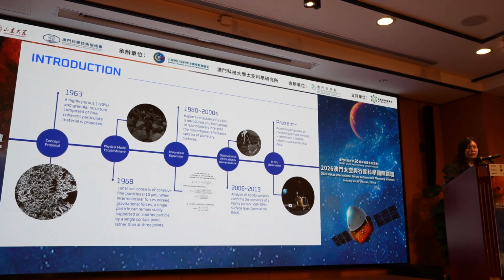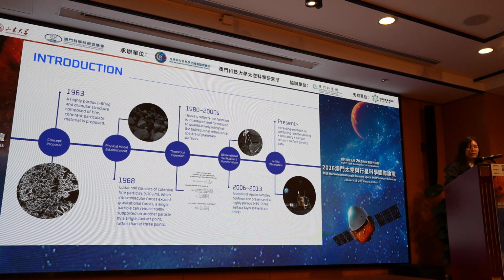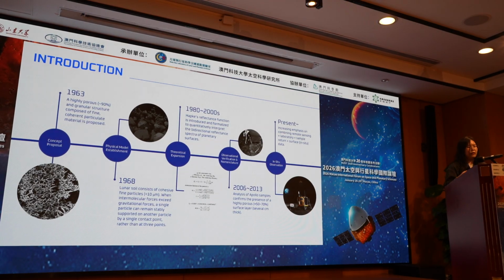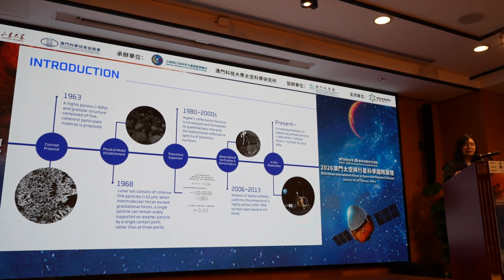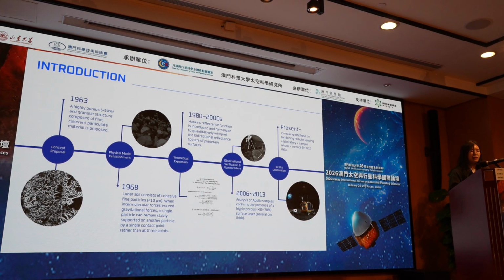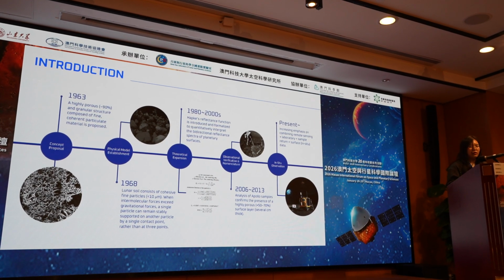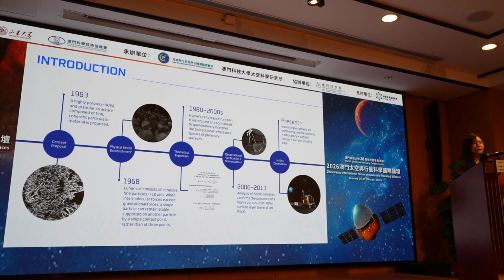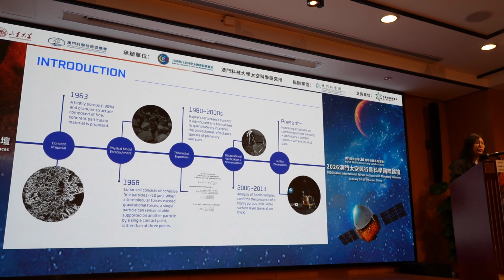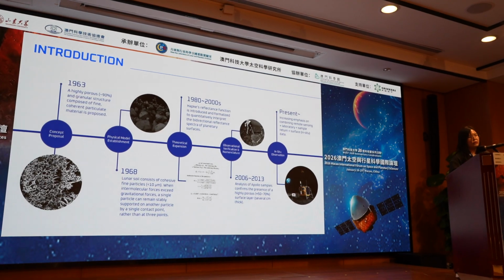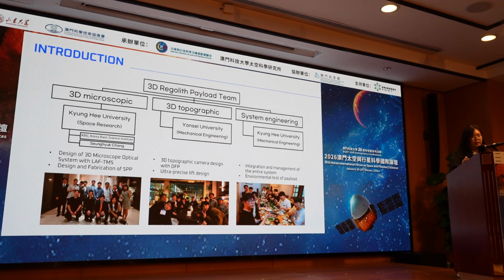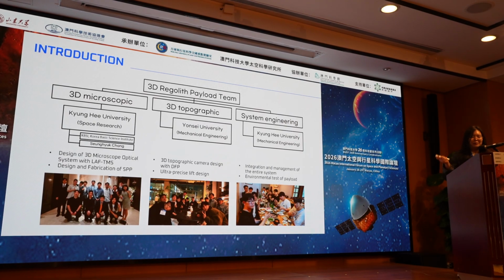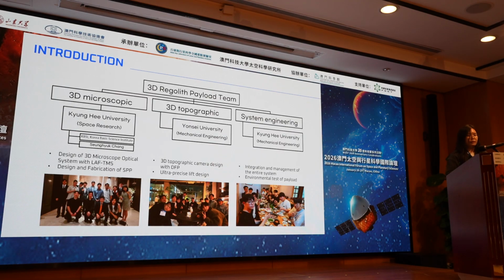Lunar regolith research has moved from ideas and models in the 1960s to theoretical interpretation and sample analysis in later decades. Now the focus is on combining remote sensing, lab analysis, sample return, and in-situ observation. So our 3D regolith payload development team consists of 3 research groups.